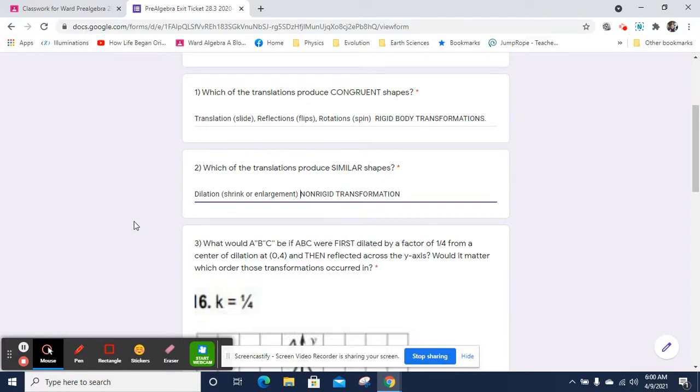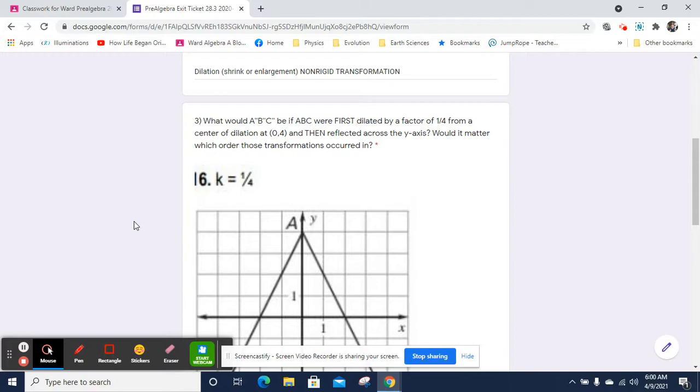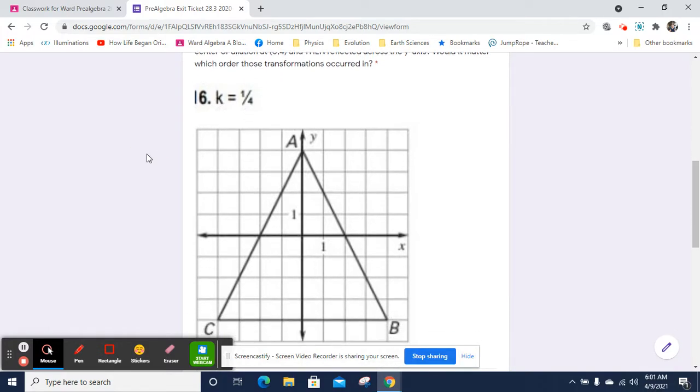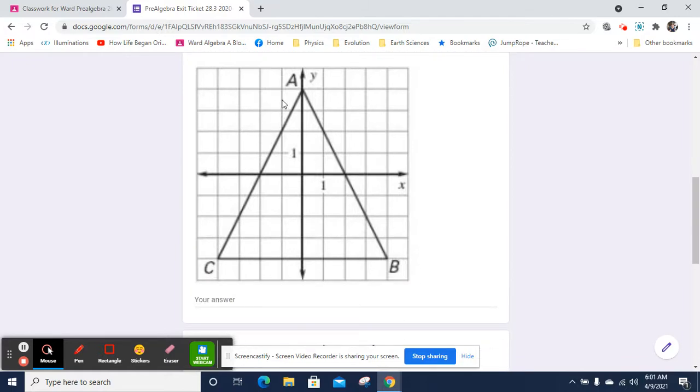All right, so what would A double prime, B double prime, C double prime be if A, B, C were first dilated by a factor of 1/4 from a center of dilation at (0, 4), and then reflected across the y-axis? And would it actually matter which order those transformations occurred in? All right, so we have a center of dilation right here. So let's take one point at a time.